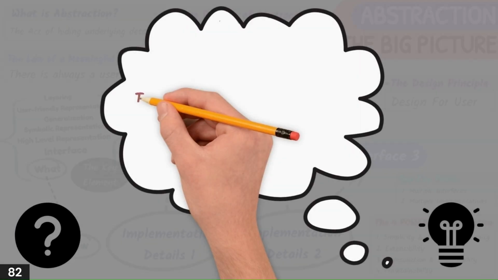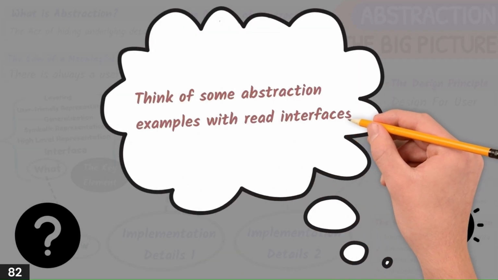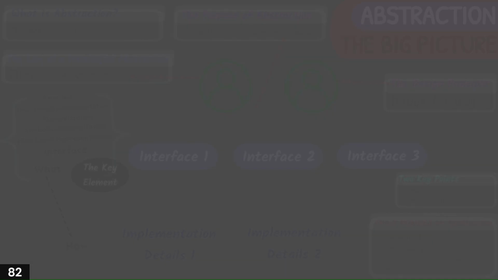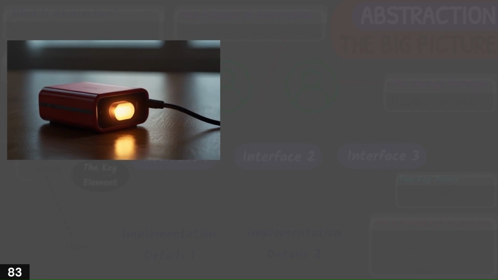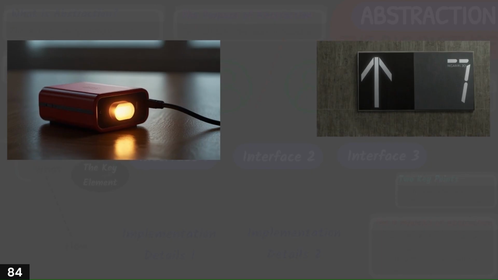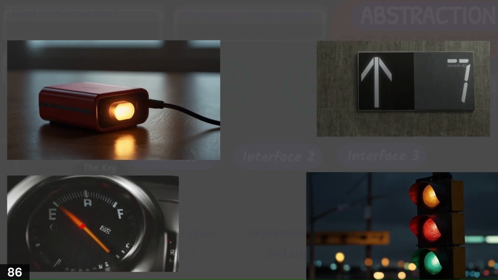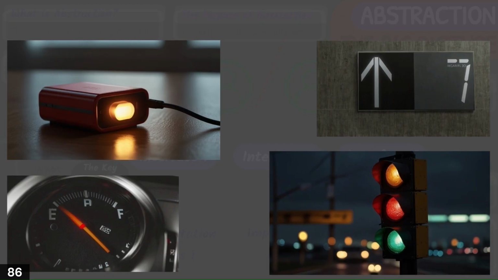Now, can you think of some abstraction examples with read interfaces? How about a charging light that indicates whether a device is charging or fully charged? Or the elevator floor display that shows which floor you are on? Or the car's fuel gauge? Or even the traffic lights? These are all examples of read interfaces. They give us key information about what's happening behind the scenes. They hide the underlying complexity and simply present what the user needs to know.